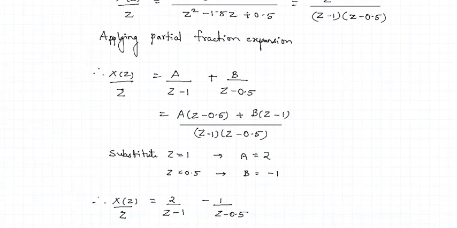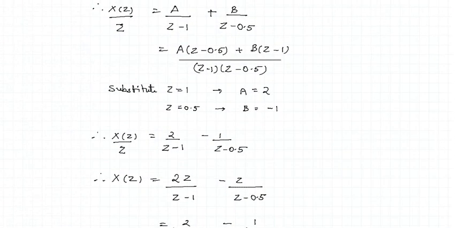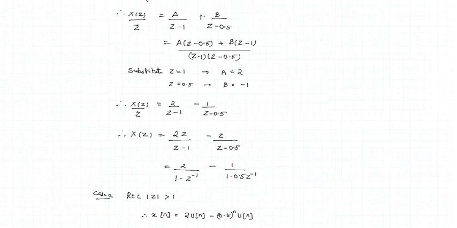So substituting back these A and B values into the equation, we get the equation in the form 2 upon z minus 1 minus 1 upon z minus 0.5. We can put this z on the right hand side back, so we get 2z upon z minus 1 minus z upon z minus 0.5. So this is how we have got the equation. To further convert this into time domain, we'll first put it in negative powers of z. So taking z common from the numerator and denominator, we have the equation 2 upon 1 minus z inverse minus 1 upon 1 minus 0.5 z inverse.